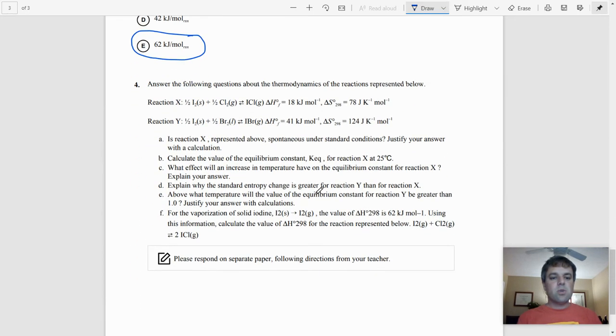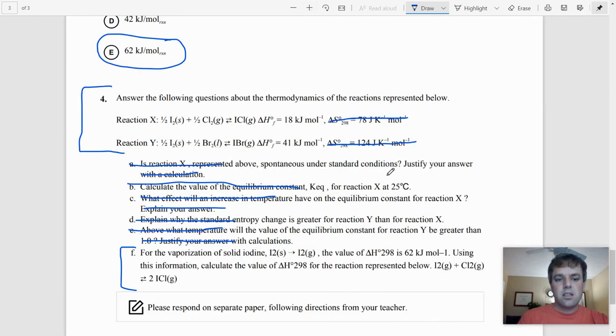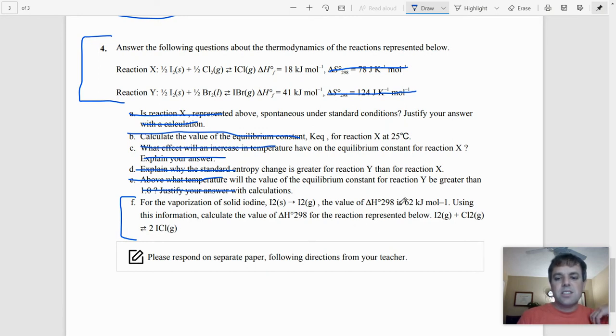Now let's look at one more example. In this problem, the only thing that's relevant is the question stem up here, and then we're going to look at part F. It says, for the vaporization of solid iodine, the value of delta H is 62 kilojoules per mole, which is great. That's what we found in the previous problem. They're consistent from year to year.